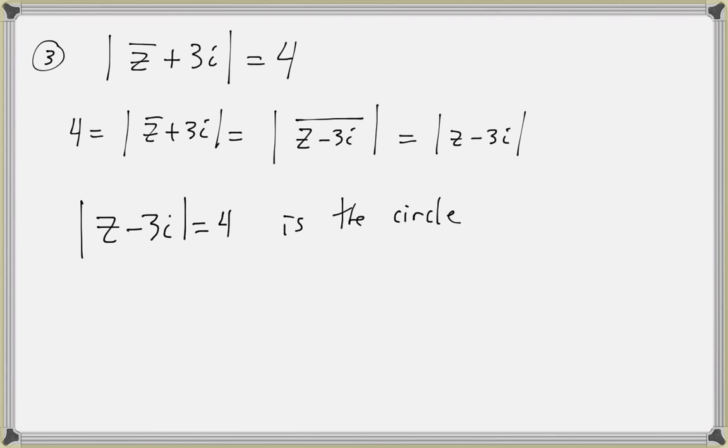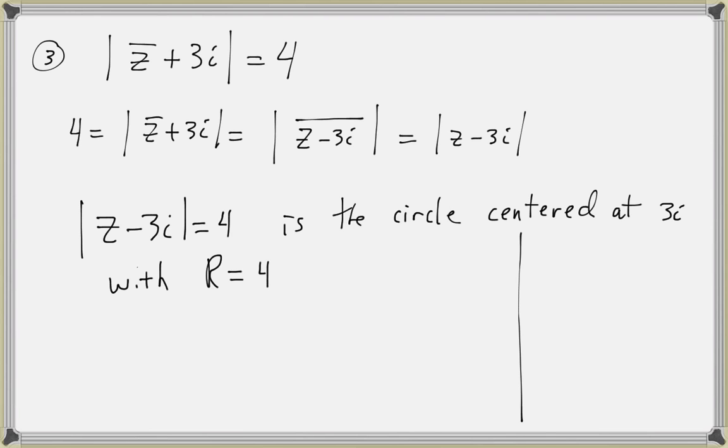centered at 3i with radius 4. One, two, three. Here's 3i. So the circle centered at 3i with radius 4 would look something like this.